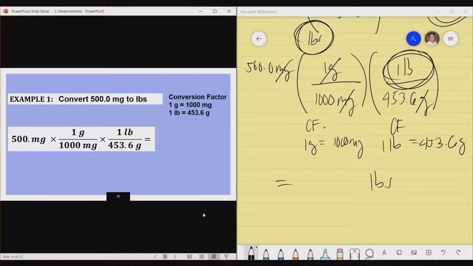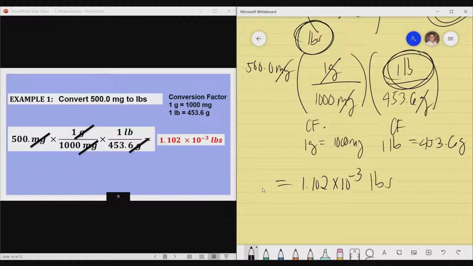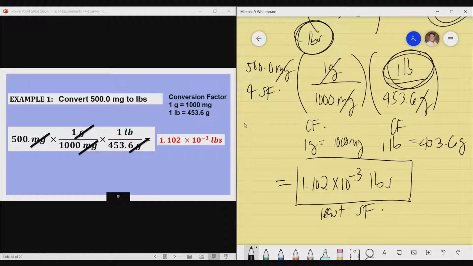And then input sa calculator. So I have the same solution with the PowerPoint. I have 1.102 times 10 raised to negative 3 pounds. And then again, my final answer followed correct significant figure, so least SF. So again, following the rule, since isa lang naman ang given ko, 500.0 milligrams, yan ang basehan ko. And then 500.0 has 4 significant figures. That is why my final answer has 1, 2, 3, 4.